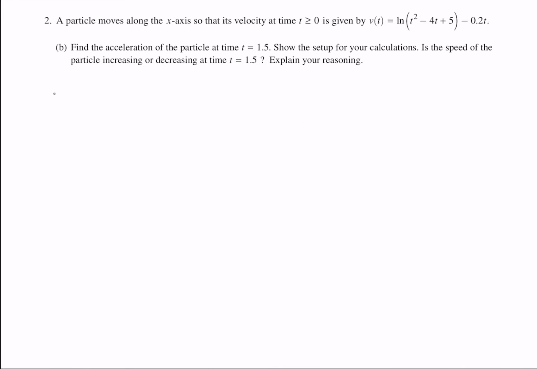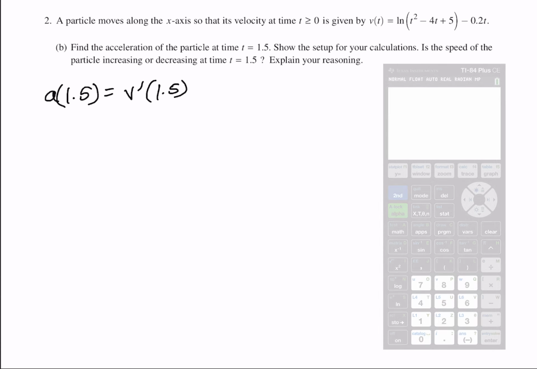Part B. Find the acceleration of the particle at time t = 1.5. Show the setup for your calculations. Is the speed of the particle increasing or decreasing at time t = 1.5? Explain your reasoning. So first, to find the acceleration at time t = 1.5, we need to find the derivative of the velocity at 1.5. And for this, we can just plug this into the graphing calculator.